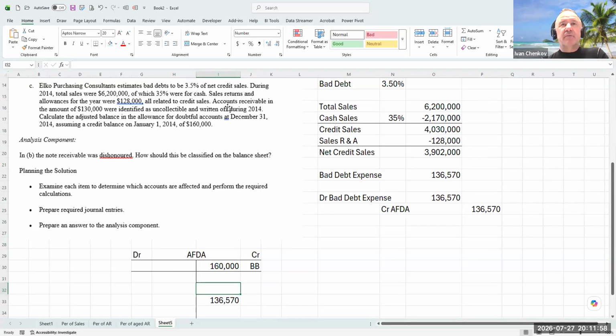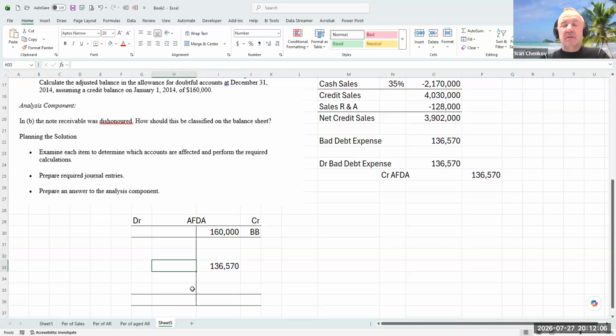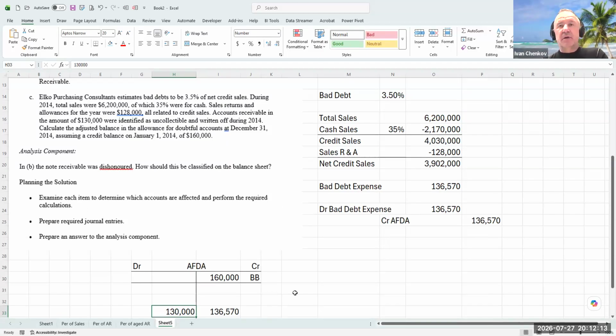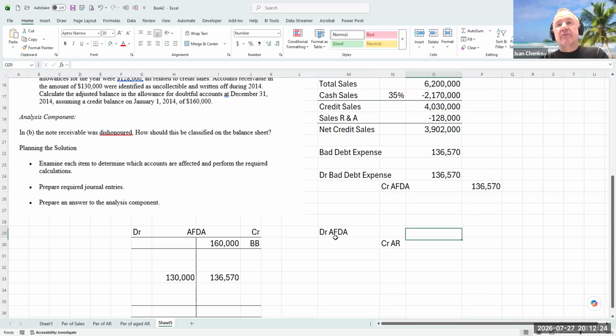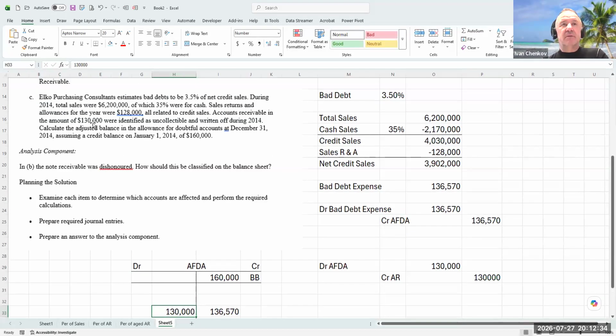And they say that the accounts receivable amount identified as uncollectible and written off during the year is 130,000. That will be the amount that is coming out of the allowance for doubtful accounts. Because once we write that off, the journal entry for this write-off is going to be debit allowance for doubtful accounts, credit accounts receivable for the amount of 130,000. So in that case, we have to debit the allowance for doubtful accounts for 130,000.